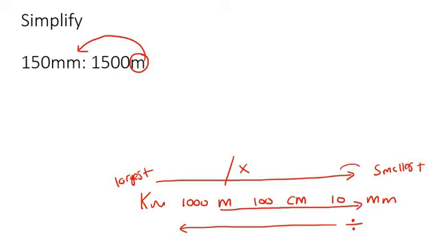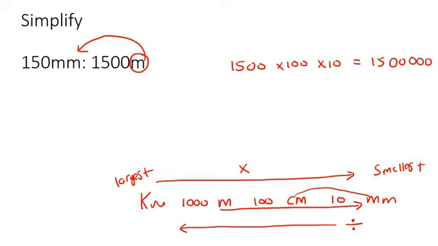When you go to the right, you multiply. So we're going to start with 1,500 meters, and then to go from meters to centimeters, you multiply that with 100, and then to go from centimeters to millimeters, you multiply that by 10. If you then had to work this out, you'd end up with 1,500,000. So we could say 150 millimeters and 1,500,000 millimeters. Now these are both the same, so we don't need to put the millimeter sign anymore.